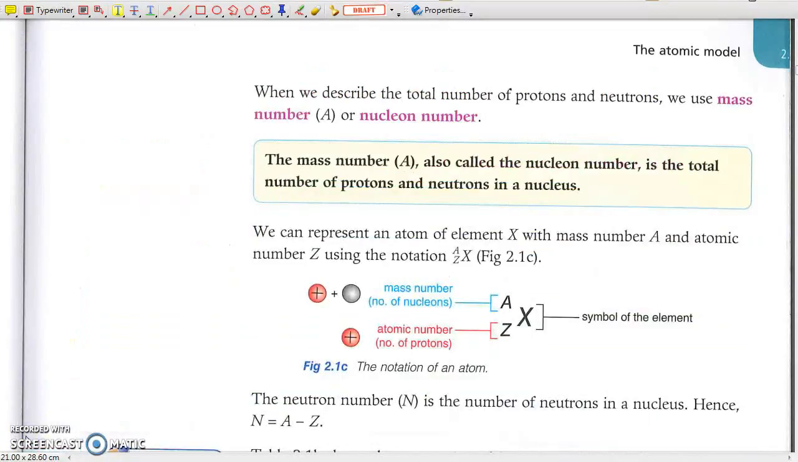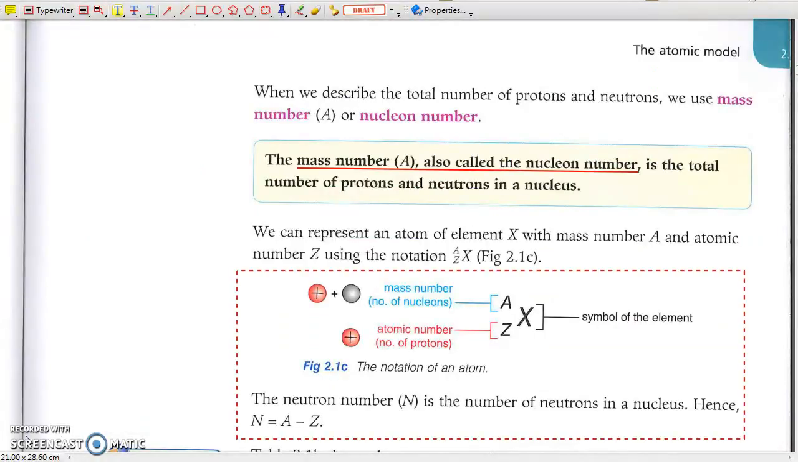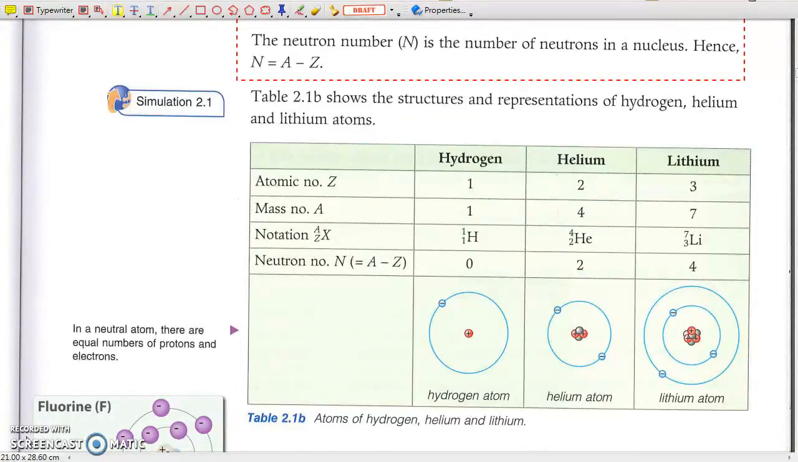An atom or nucleus of an element is represented by the following symbol, in which you may find a smaller number which represents the atomic number, and a larger number which represents the mass number of the element.